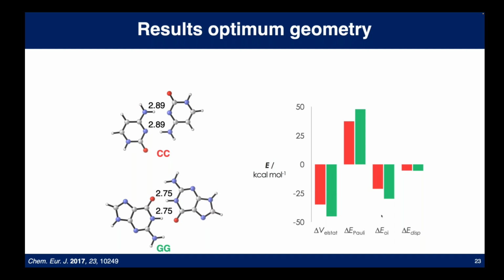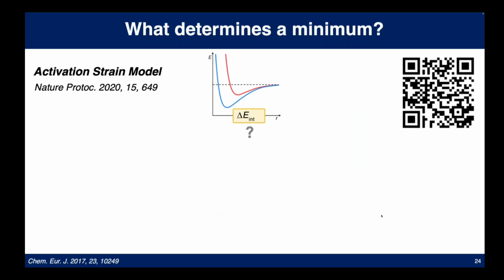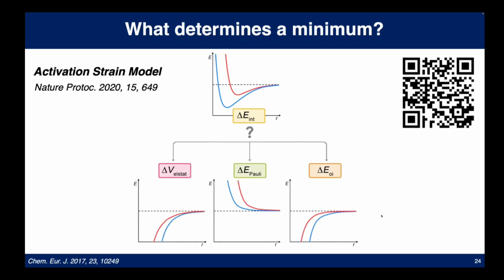Now, what I will show you is that what you need to do is use the activation strain model. This model was developed by Bickelhaupt for reactivity, but it applies also for minima, because these also depend in the same way on the slope of the components. So the activation strain model tells you to look at the slope of the electrostatic interaction, of the Pauli repulsion, and of the orbital interaction. And that's what we did here.